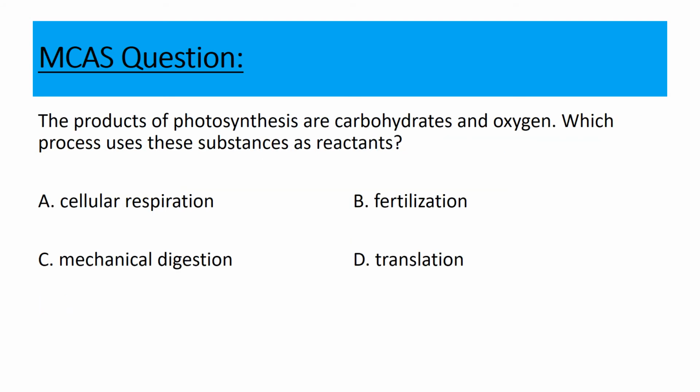The products of photosynthesis are carbohydrates and oxygen. Which process uses these substances as reactants? A, cellular respiration, B, fertilization, C, mechanical digestion, or D, translation? Well, you know that the answer is A. The reactants of cellular respiration are the products of photosynthesis. So what's produced in photosynthesis is used in the process of cellular respiration, and vice versa.